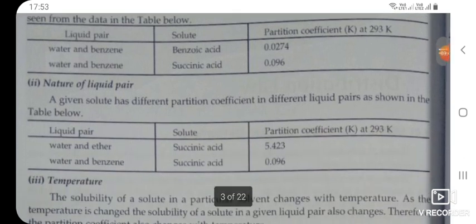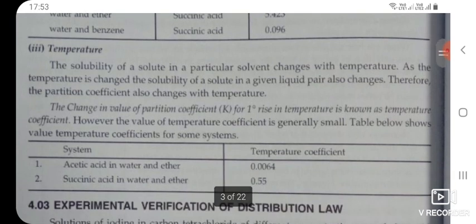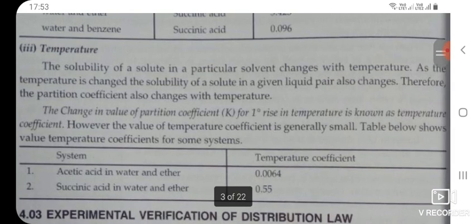Nature of liquid pair: a given solute has different partition coefficient in different liquid pairs as shown in the table below. Temperature: the solubility of a solute in a particular solvent changes with temperature. As the temperature is changed, the solubility of a solute in a given liquid pair also changes. Therefore, the partition coefficient also changes with temperature.